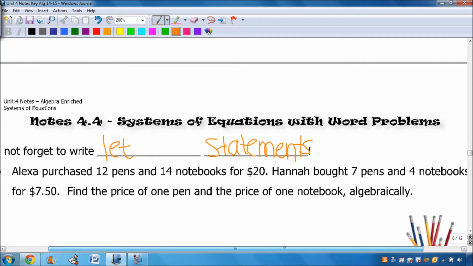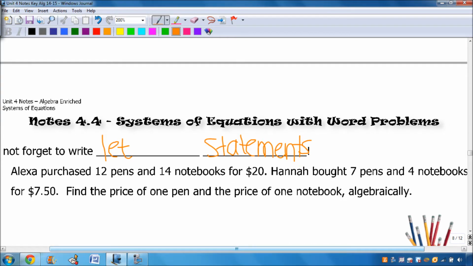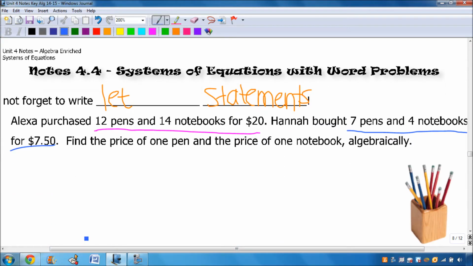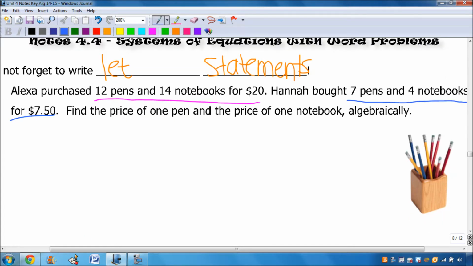So in number 1, it says that Alexa purchased 12 pens and 14 notebooks for $20, okay? And Hannah bought 7 pens and 4 notebooks for $7.50. Find the price of 1 pen and the price of 1 notebook algebraically, which means that we have to either use substitution or elimination to figure this out because we can't figure this out by graphing or by guess and check, okay? Algebraically means you got to set up some type of an equation.